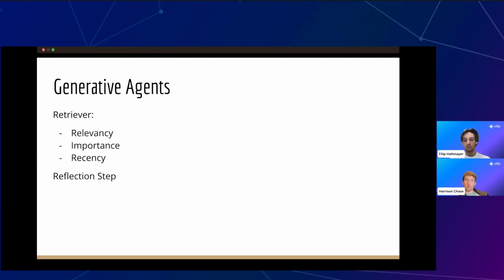So what exactly was going on in this retriever? There were a few different components. There was the relevancy component, and this is where the semantic search bit comes into play. They'd calculate the relevancy of the current situation to previous situations and bring in information about previous situations.